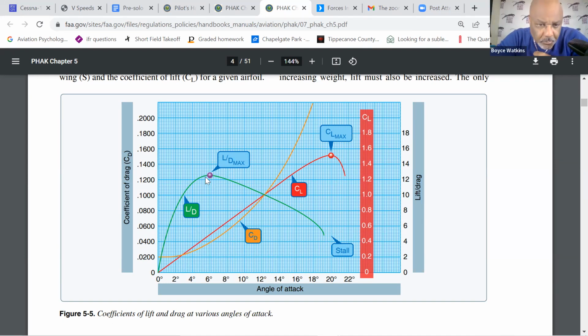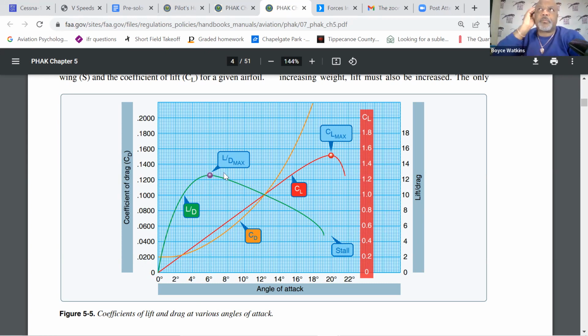So anything below that will have more drag or more lift. And then anything after that will have more drag, the more lift we take on. So at this angle of attack, this is the maximum lift we can get out of the airplane without increasing our drag too much.